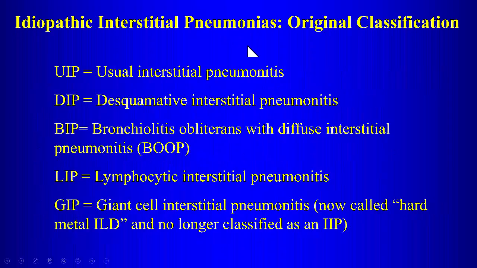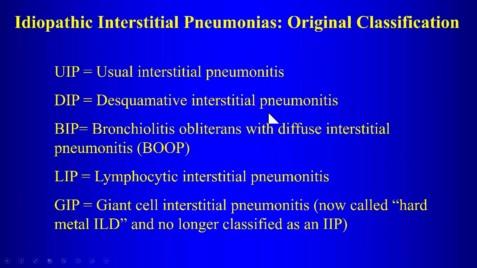And so in Liebow's original classification, UIP was usual interstitial pneumonitis. Now, why did he call it UIP? It was the most common, right. So what would happen was, they would do a biopsy and they'd go down to pathology and what do you see? I see interstitial pneumonitis. What kind? The usual kind. It was the most common. That's why it's called UIP.